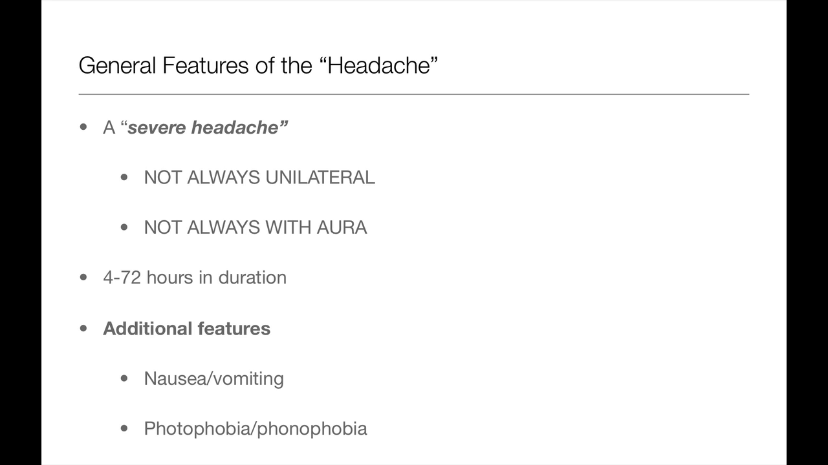As already mentioned, there are important additional features, and these are nausea and vomiting, that's probably most common in migraine, and in addition, photophobia, that's sensitivity to light, and phonophobia, that's increased sensitivity to noise.